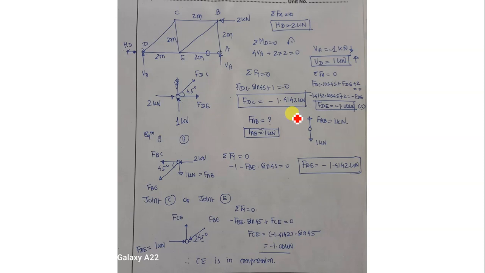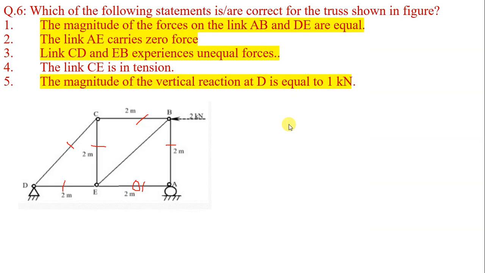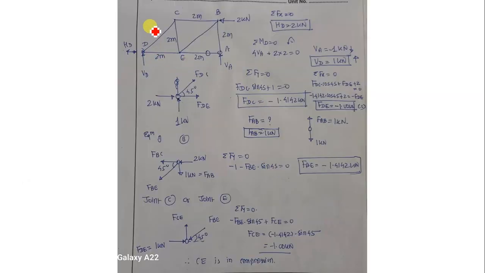Okay, so this is the solution. Which of the following statements is/are correct? The magnitude of the forces on links AB and DE are equal. So we have to solve the truss. We will solve it like this. Suppose this is the given truss. These are the reactions: horizontal reaction at D, and vertical reaction at A. This is the free body diagram. These reactions can be obtained like this.